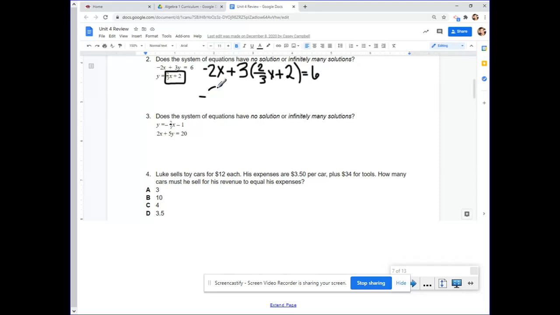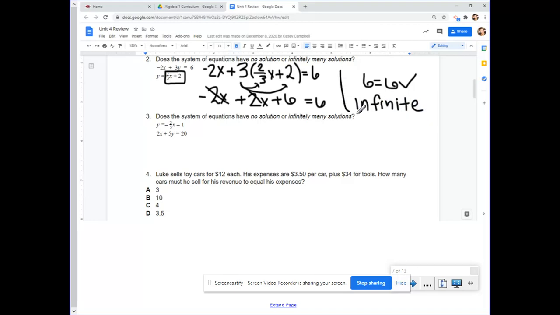So I'm going to rewrite the negative 2x, but I need to distribute this 3 to everything in parentheses. So 3 times 2/3 x is positive 2x, and then 3 times 2 is positive 6. And it still equals 6. So on the left side, I can cancel out negative 2x and positive 2x. Those go away. So I'm left with 6 equals 6, which is a true statement. That means it's infinite solutions. If you end up with something true, it's infinite. If you end up with something false, it is no solution.